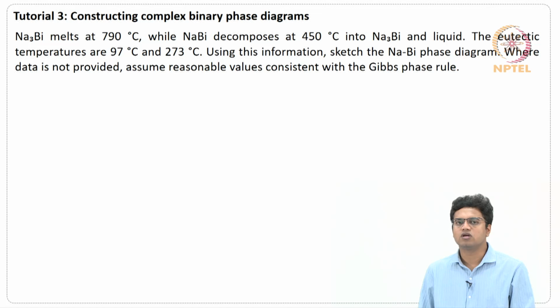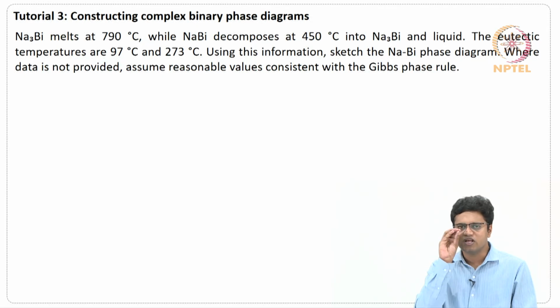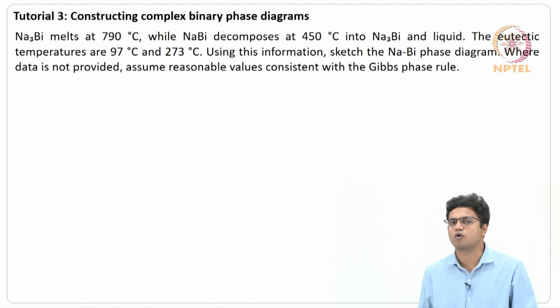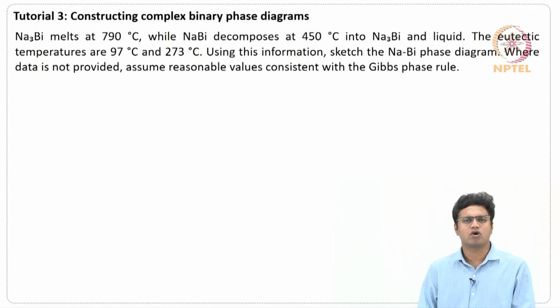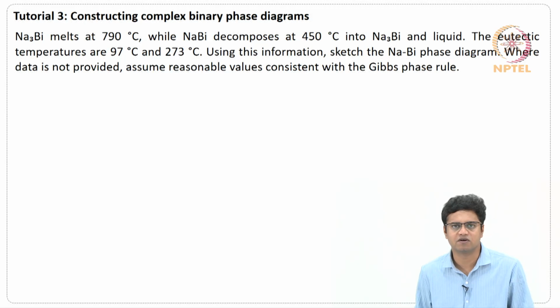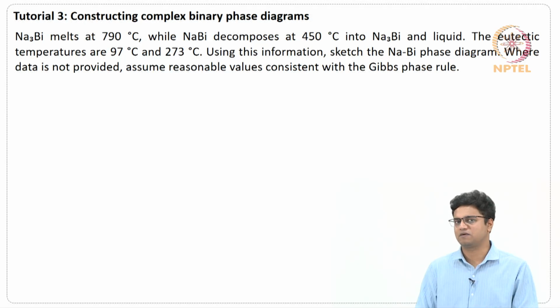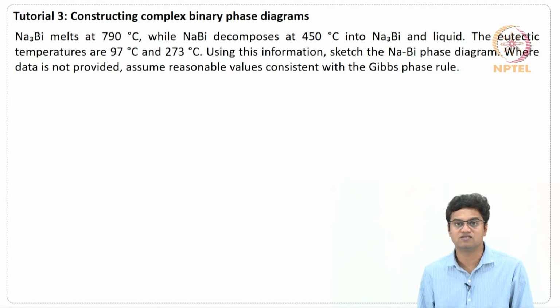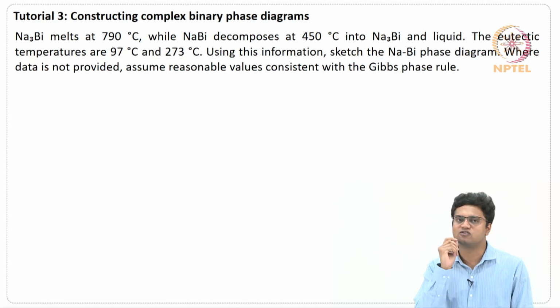So let's talk about the construction of the Na-Bi phase diagram, the sodium and bismuth phase diagram. Whenever you see this kind of problem, you just search for what information is given: mainly the melting points, the decomposition temperatures, the stability regimes, and other points like two-phase stability, or what invariant reactions are given. Sometimes some information is missing. That's where you have to take some intelligent decisions, and those decisions must always comply with the phase rule requirements.